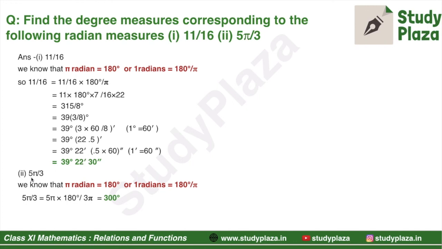Similarly, next question is 5 pi upon 3. We have to change them into degrees. So we multiply directly with 180 by pi. Here pi and pi cancel out and we get the answer 300 degree. So in the first question we changed degrees to radians, and in the second we changed radians to degrees.